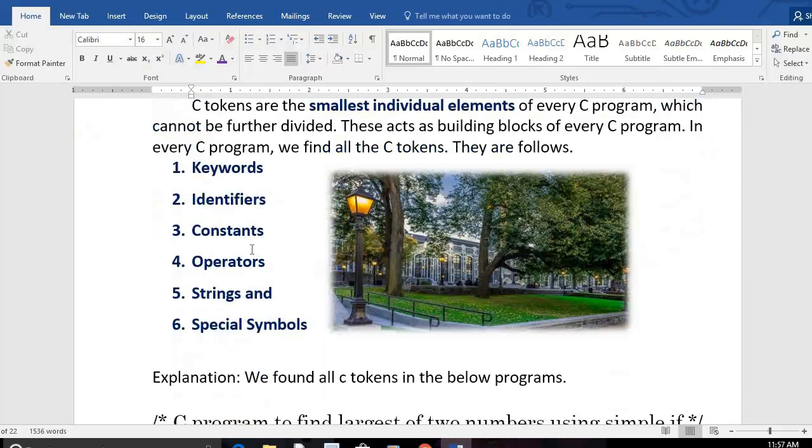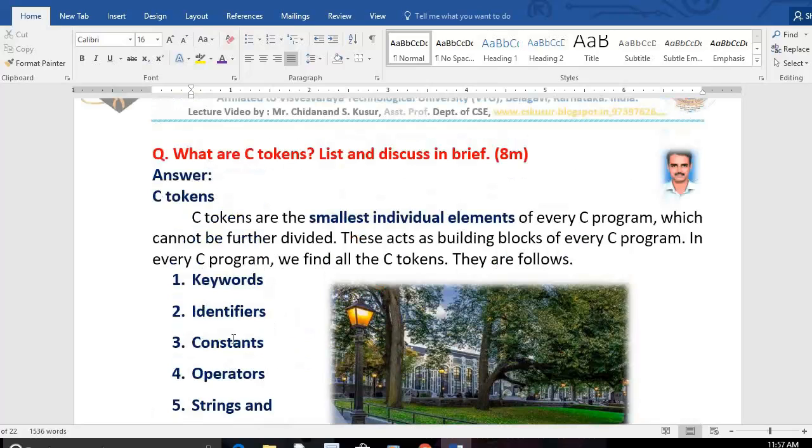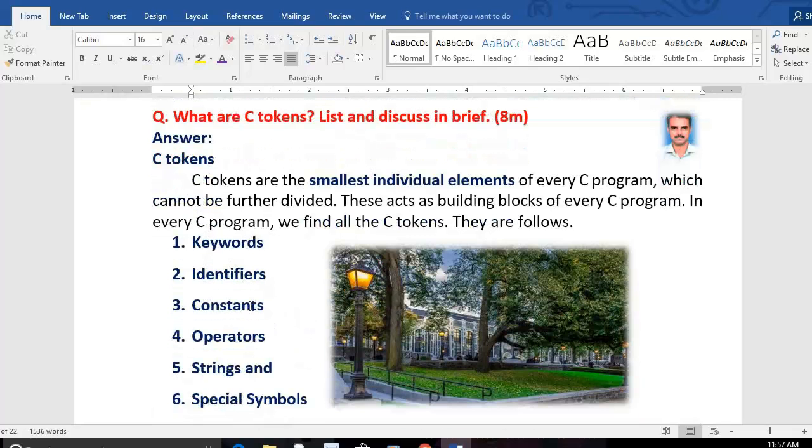Okay, thank you. In today's class, I teach you the remaining 4 types of C tokens: constants, operators, strings, special symbols. Already we discussed keywords and identifiers. Without C tokens we cannot write a C program, as you know already. Look at any C program. In every C program we find C tokens only.